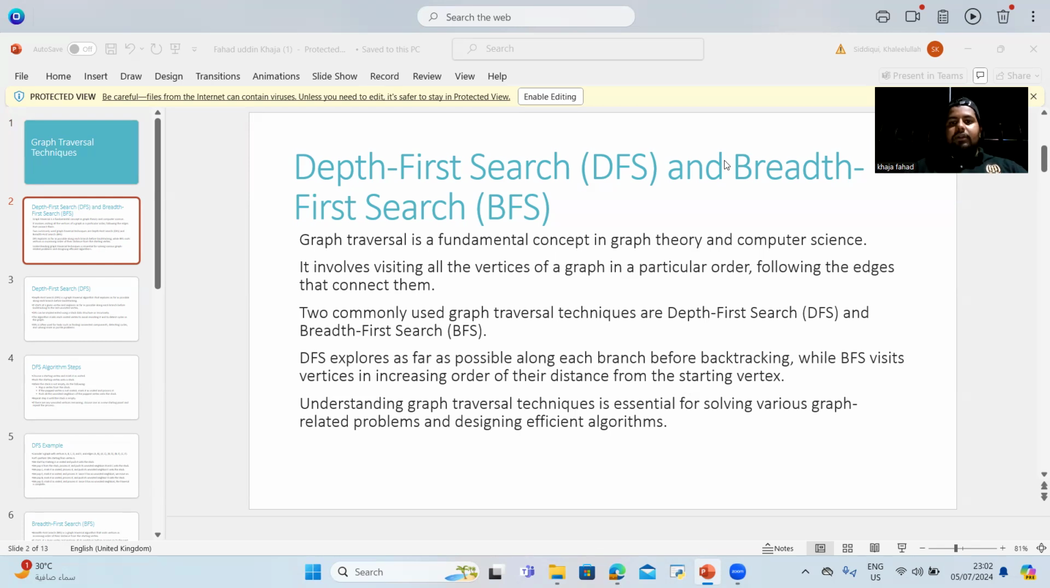Graph traversal is a fundamental concept in graph theory and computer science. It involves visiting all the vertices of a graph in a particular order, following the edges that connect them. Two commonly used graph traversal techniques are depth first search and breadth first search. DFS explores as far as possible along each branch before backtracking, while BFS visits vertices in increasing order of their distance from the starting vertex. Understanding graph traversal techniques is essential for solving various graph related problems and designing efficient algorithms.